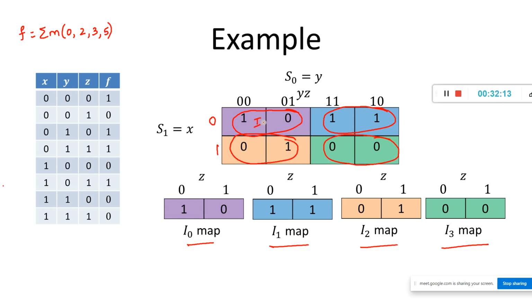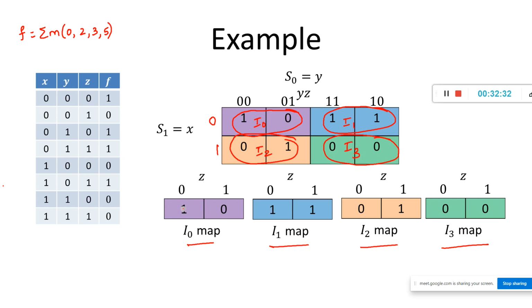Okay, so this is I0 written here. This is I1 written here. This is I2 written here. Next, I3 written here. Hope it is understood, isn't it? Now try to group this.